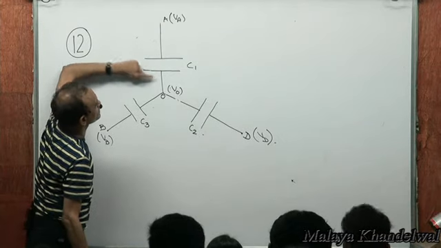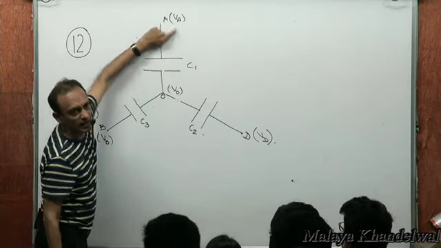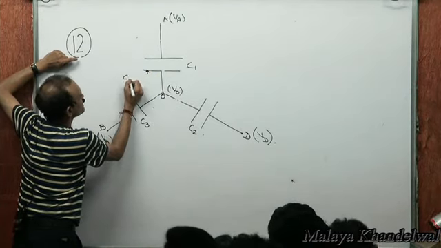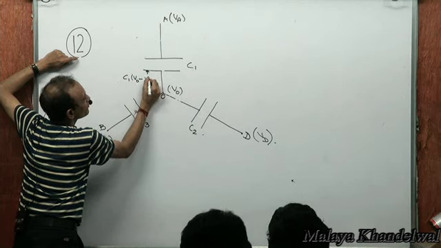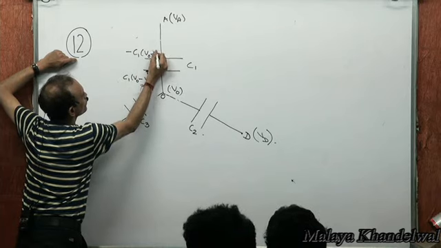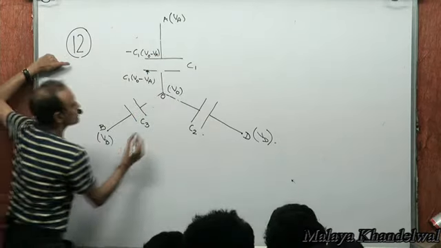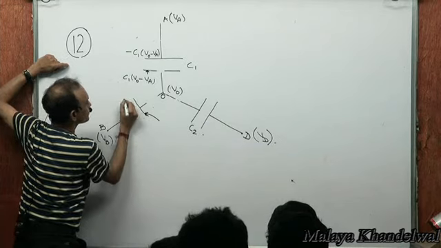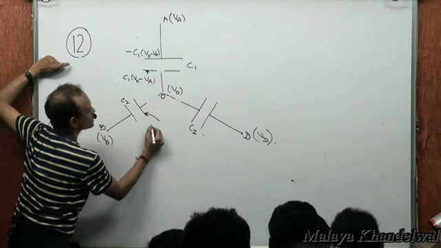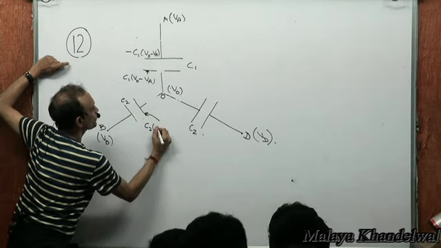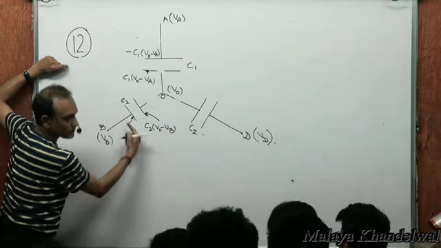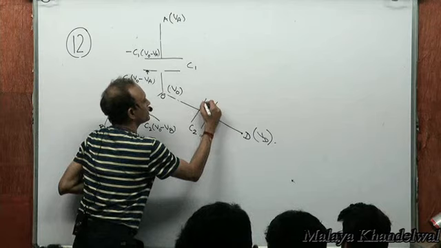So what will be the charge on this? C1 into (V0 - VA), since the drop from here to here is V0 - VA. So the charge on this would be C1(V0 - VA), and the charge on this would be -C1(V0 - VA). Yes or no? Similarly, what would be the charge on this? This is V0, and the drop from here to here is V0 - VB. So the charge on this is going to be C2(V0 - VB), and the charge on this would be the negative of this.